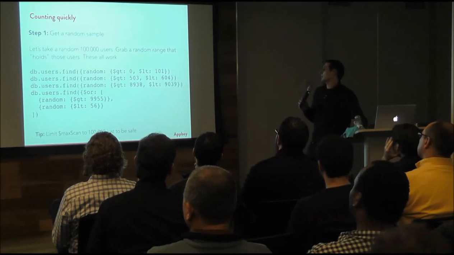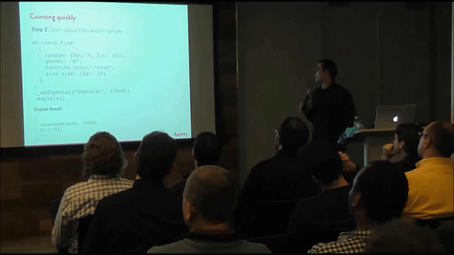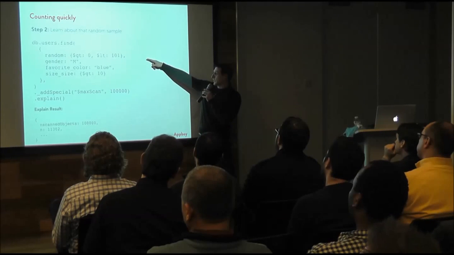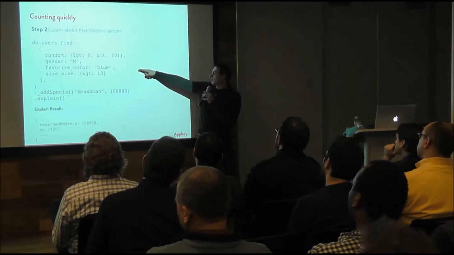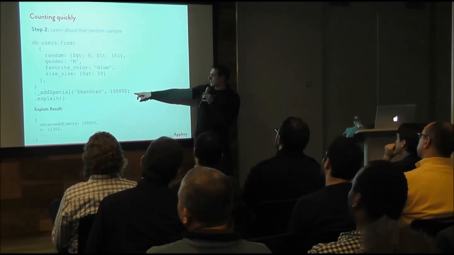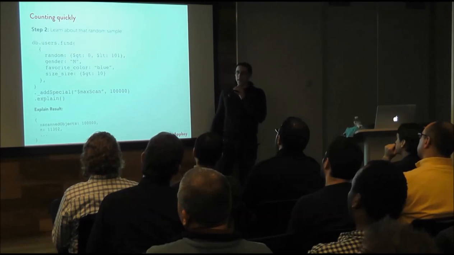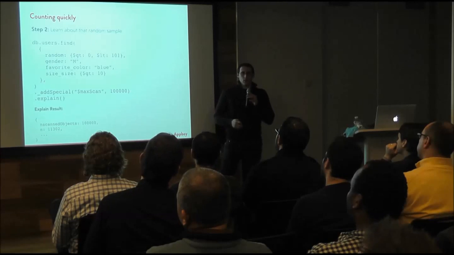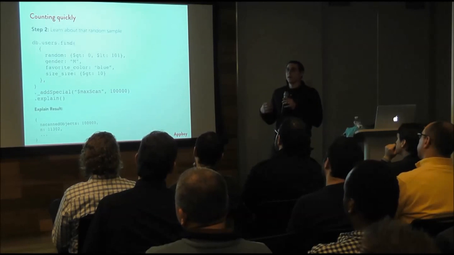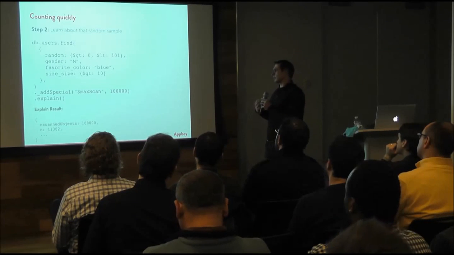Once we have our sample size, we're going to learn a little bit about it. So here's what we're going to do. We're going to look at this random sample for all the males who like blue, who have a shoe size greater than 10. We're going to max scan it to 100,000. And then Mongo has a command called explain that will show you what the query did: how many documents it looked at, what index it used, how many things matched, how many times it yielded.